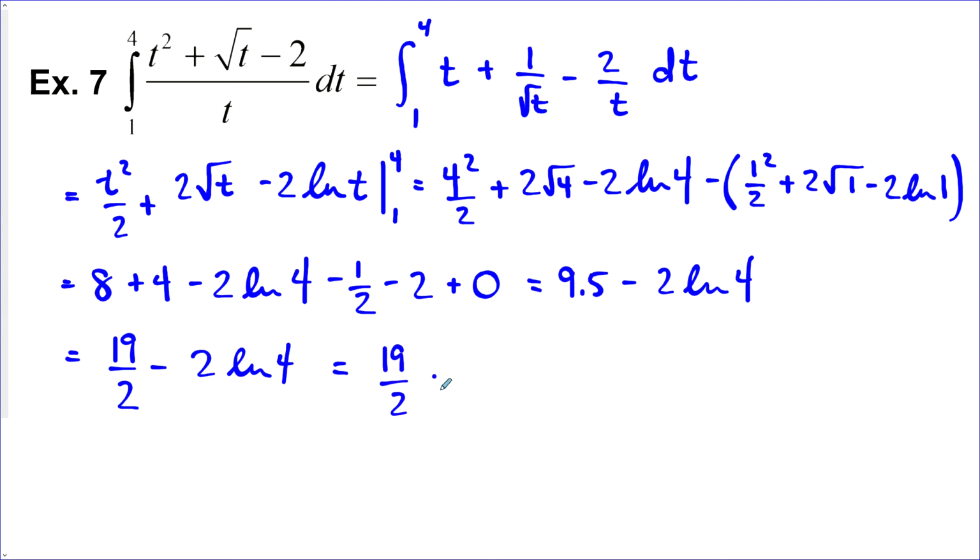Just maybe you want to keep playing with this, you know. We've got the natural log of 2 squared, and then I can bring that down. So, you know what, this is 19 over 2 minus 4 natural log of 2 as well.